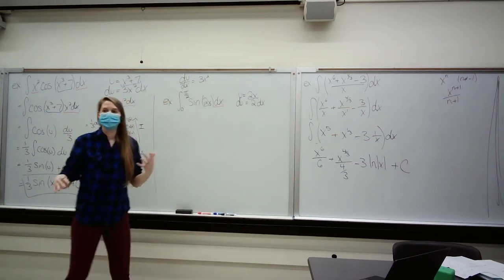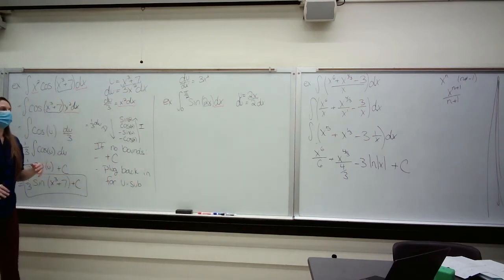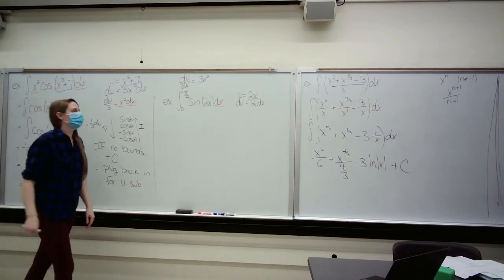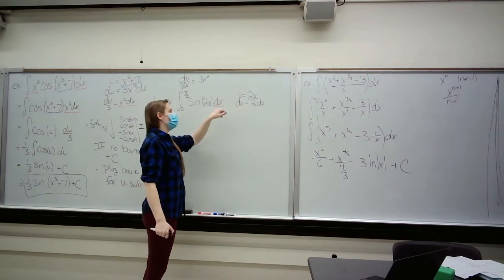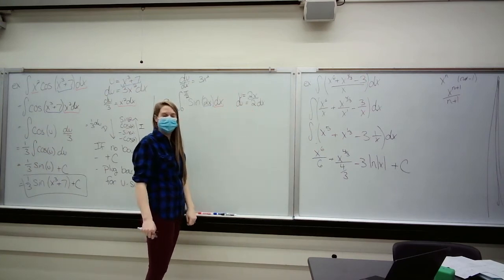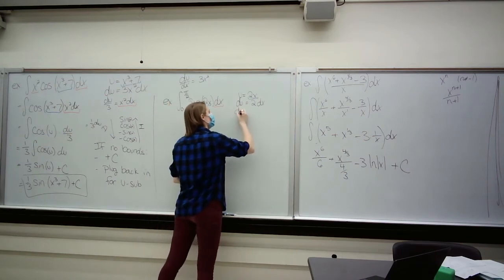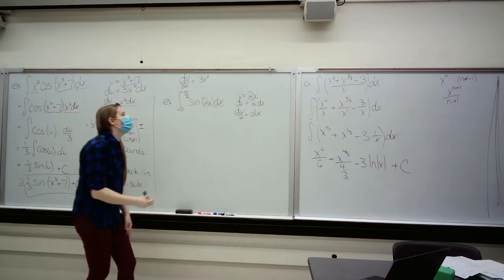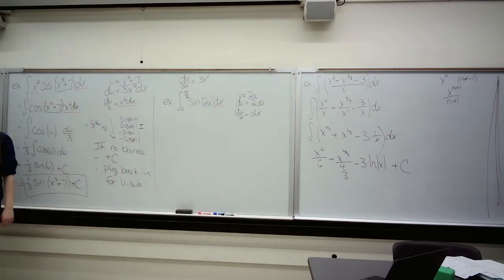Because remember, when we do u subs, it is essential that when you complete your u sub, you can't have any more x's. You need to take care of all of your x's. You can't have x's and u's mixed together. That's not allowed. So I just want a dx. So what do I got to do? Divide by 2. Good. du over 2 is dx. Okay.